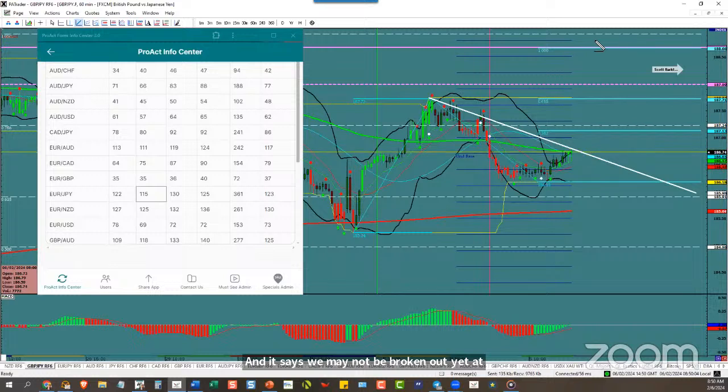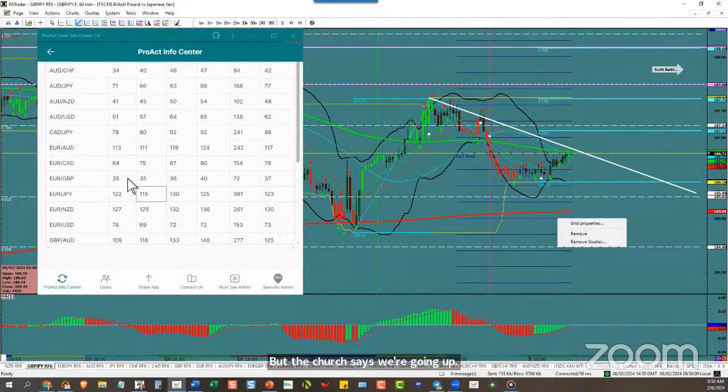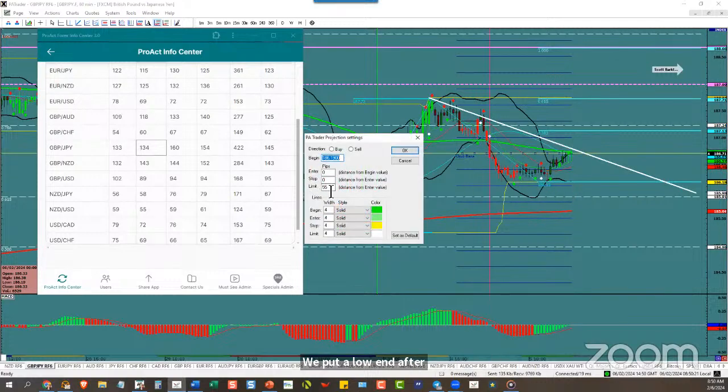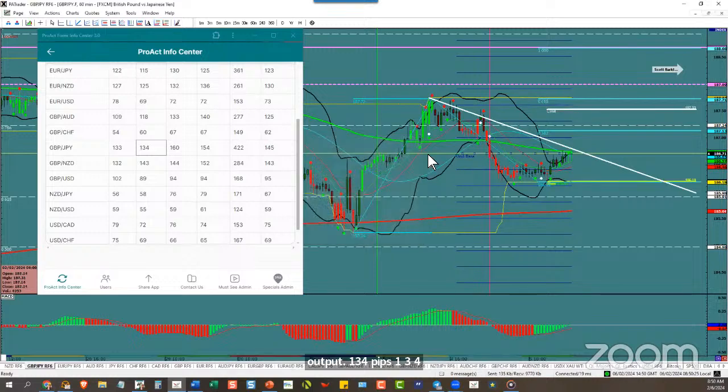But the chart says we're going up. All right. So that's the area right up there. 100 ATR on pound yen is 134 pips, 134 pips. Find the 5 o'clock candle right in there. We put a low in after that. So on that wick, we're going up for 134 pips, 134. We're a buyer, and there's the target.